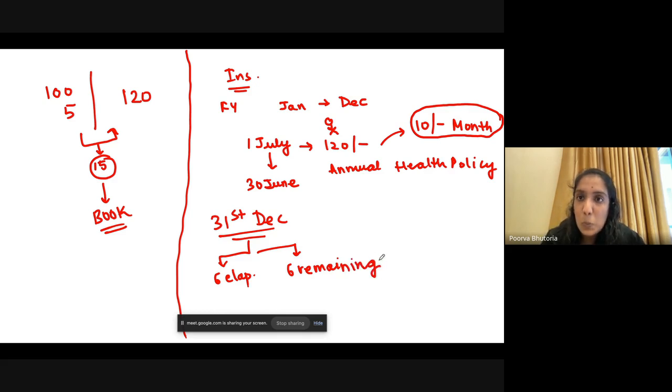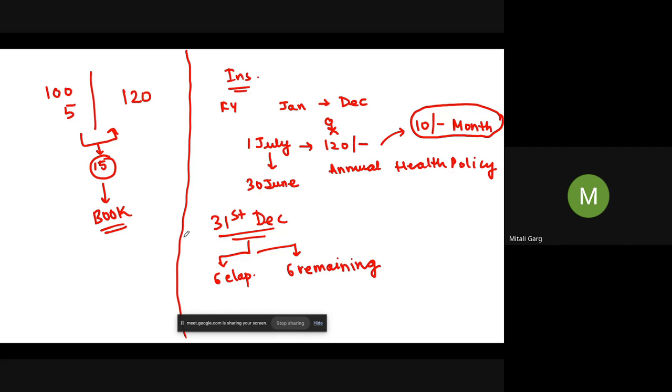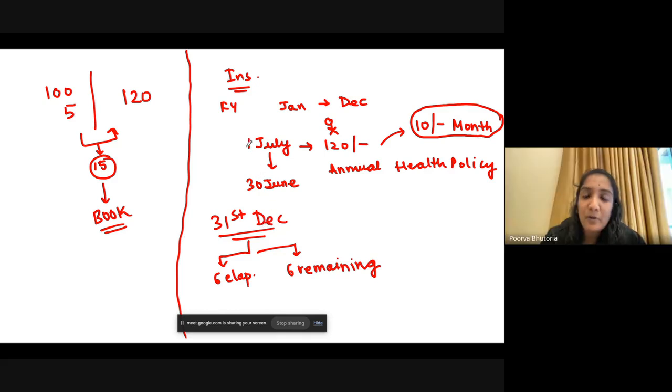Yes or no? Yes, ma'am. On 31st December, from 1st July to 31st December, 6 months have elapsed and 6 months are remaining. So now when I'm closing my accounts and reporting, can I report 120 rupees when the person has not made any claim so far? Can I book a profit of rupees 120?